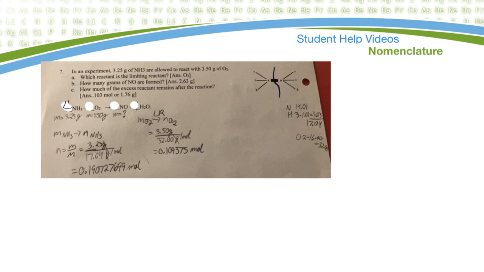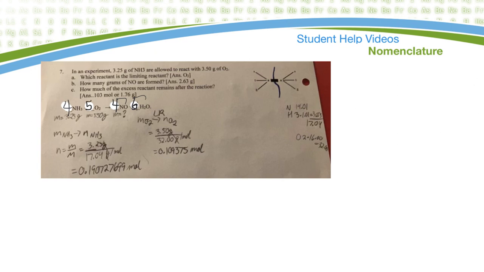So 4 ammonias, so I need 4 of those, the nitrogens, to balance the nitrogens. Then I have 12 hydrogens, so I need 12 hydrogens. So 6 times 2 gives 12. And then 4 plus 6 is 10 oxygens on this side. I need a 5 there.